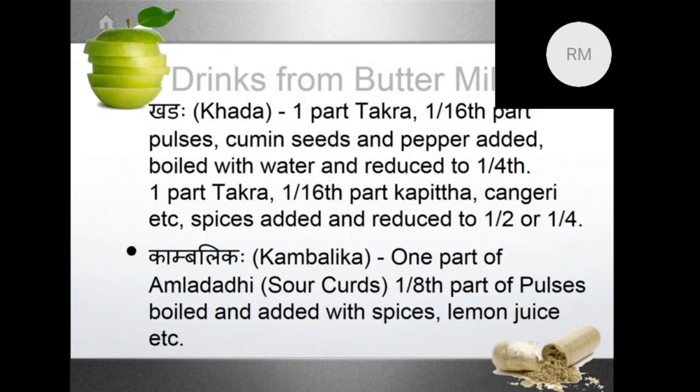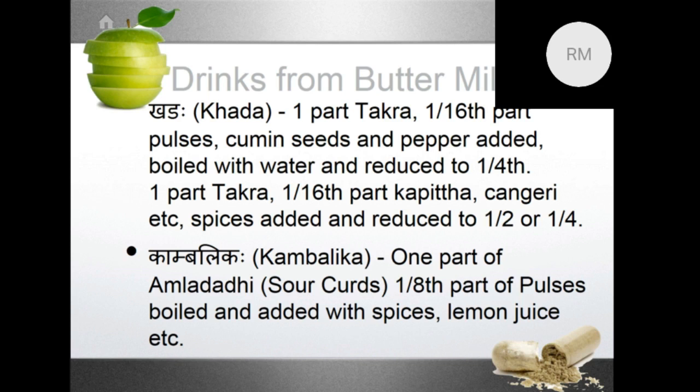So now I'm going to talk about, before we conclude today, 2 or 3 specific types of drinks that are made. These are medicated drinks. We have to use 1 part of buttermilk, 1/16th part of pulses, cumin seeds and pepper. It is boiled with water, reduced to 1/4. And a few spices are also added. And this drink is called kada. It is a very spicy buttermilk.